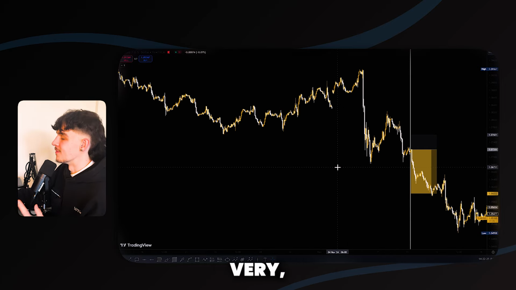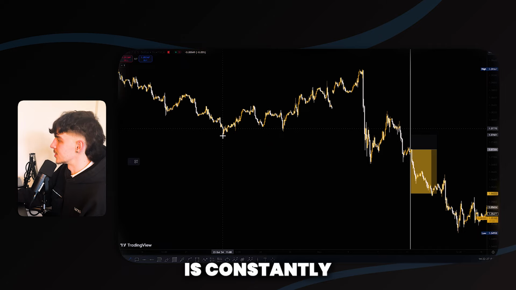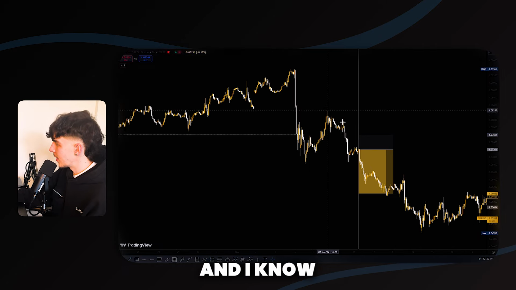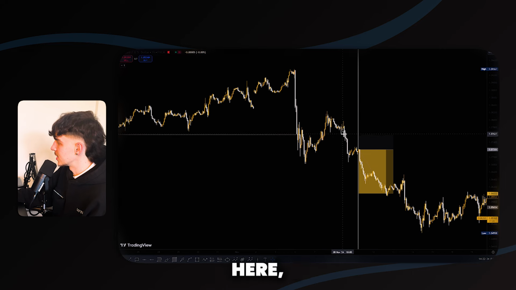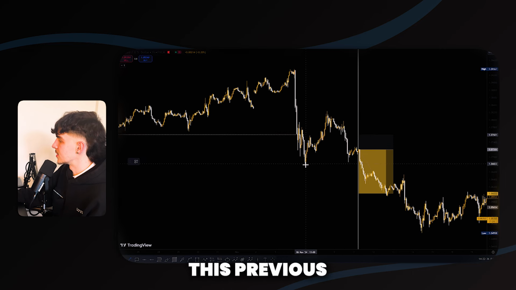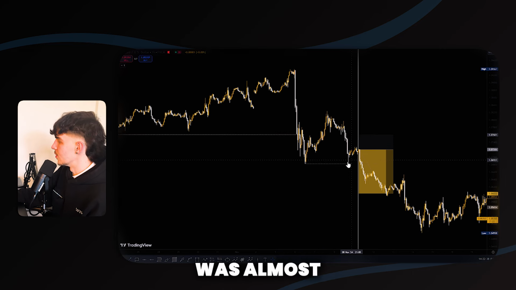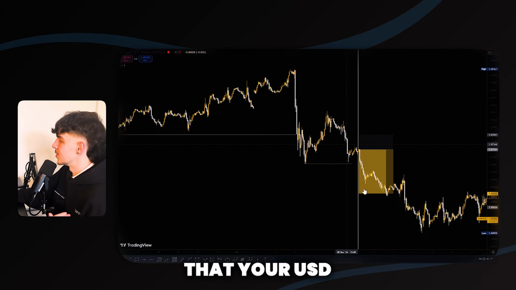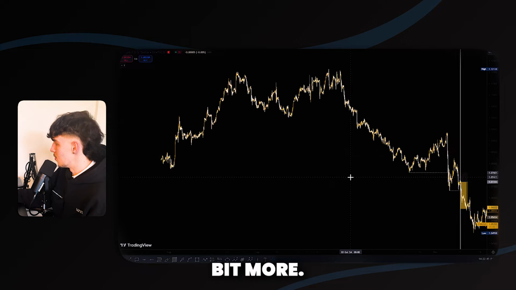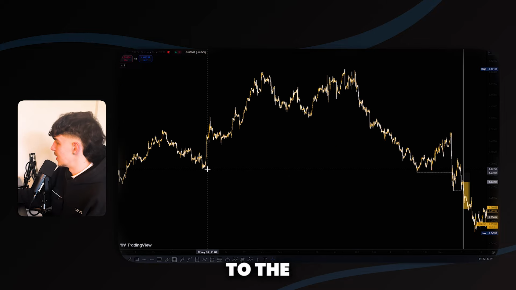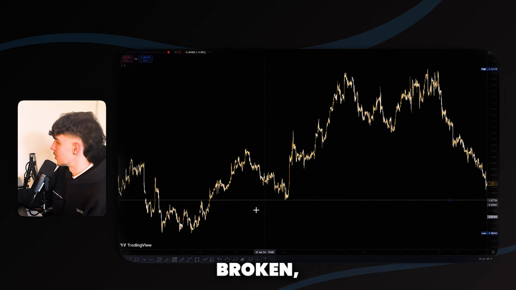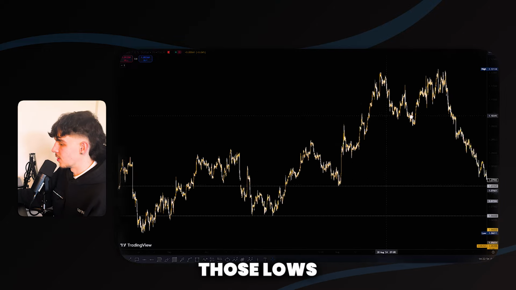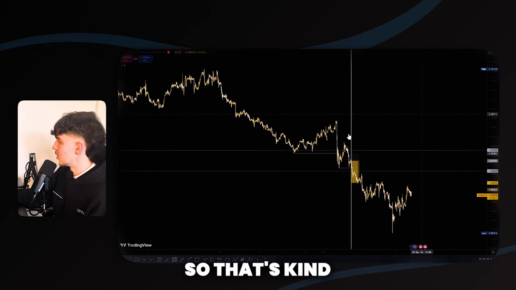So as you can see, very, very simple trade. Euro USD is constantly breaking legs towards the downside. We had this huge swing up, and I know a lot of traders were likely getting longs here, here, here. And then once this previous low was almost tagged, the signs of weakness up here are telling me that Euro USD wants to move down a little bit more. And as you can see on the left here, we had this major low that was broken, and the next major low was down here, so we can mark those lows out. So that's kind of your target.